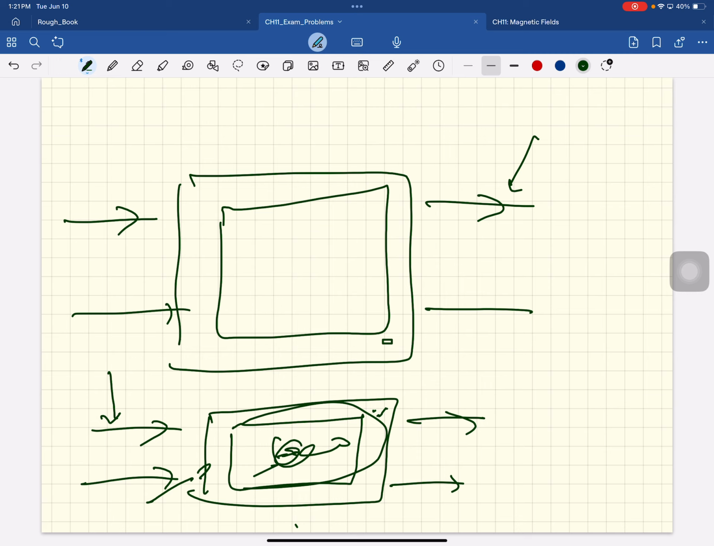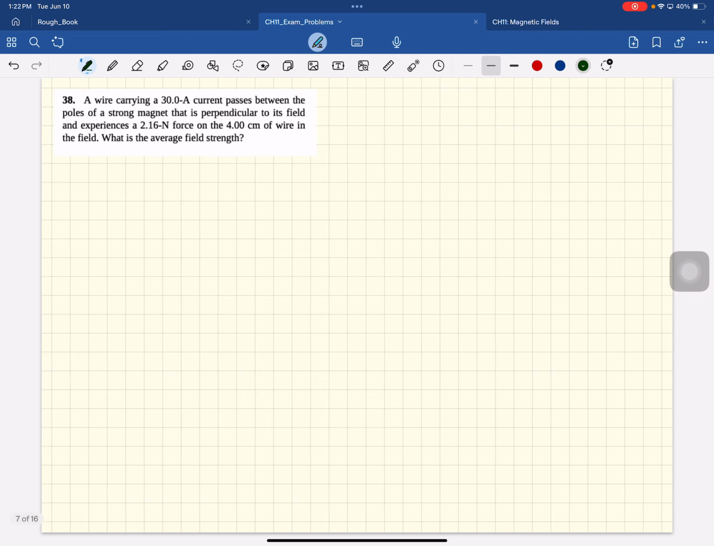What else will produce magnetic fields? Currents produce magnetic fields and stuff like that. So, yeah, that's not a trivial thing, I guess, to do.